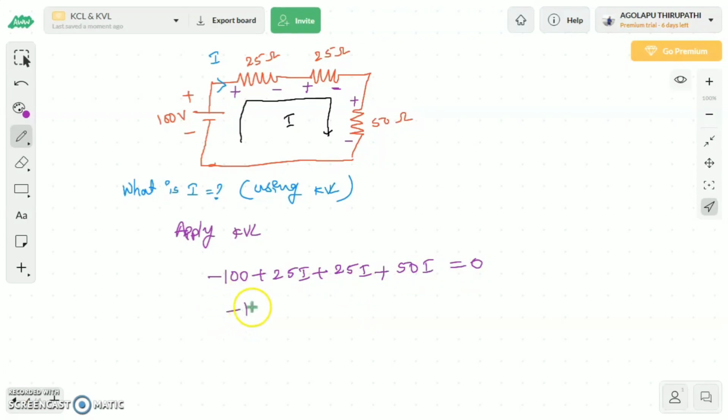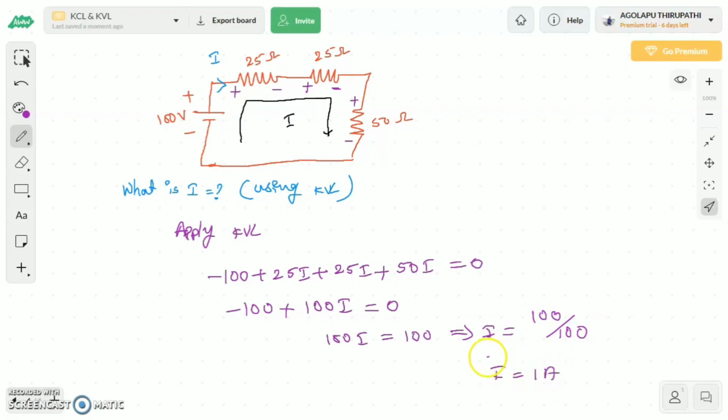So from this I can write minus 100 plus 25 I plus 25 I plus 50 I, which is 100 I equal to 0. So 100 I is equal to 100, therefore I is equal to 100 by 100, and I is equal to 1 ampere. How much current is flowing here? 1 ampere of current flows through this circuit.